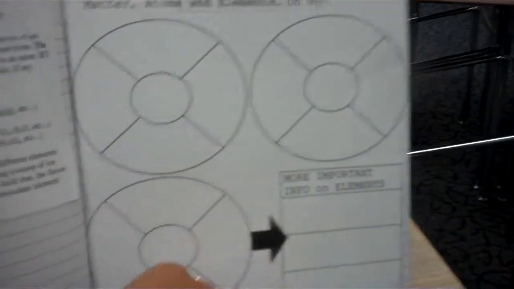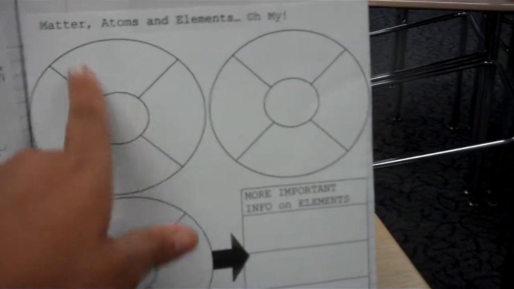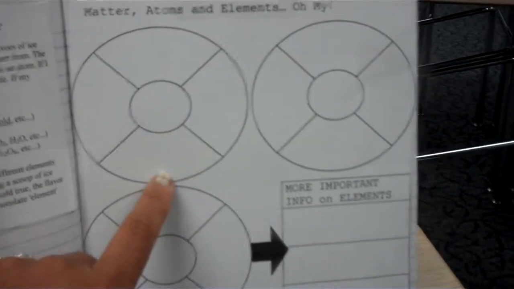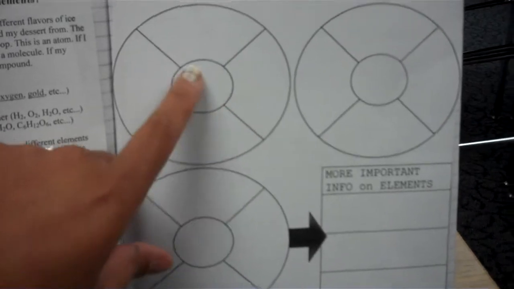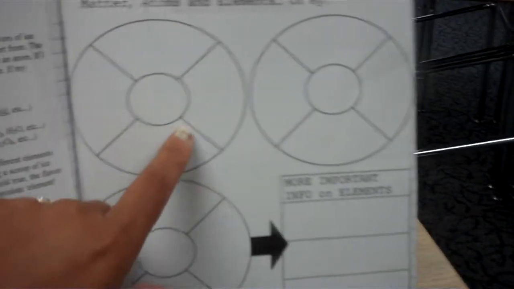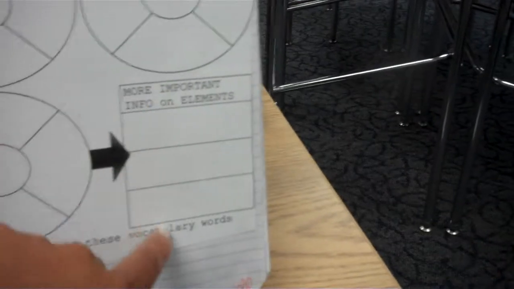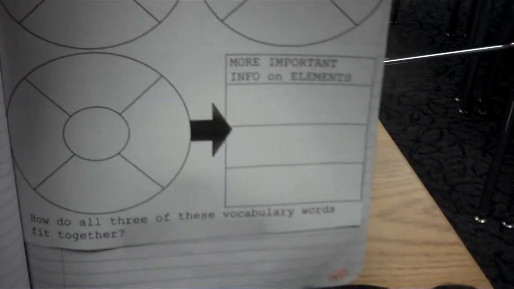And then this sheet. On this page you were supposed to write matter, atoms, and elements, and then write 4 things about matter, and not solid, liquid, gas, plasma, because that's one thing about matter, that matter can change its state. But you were supposed to have 4 different things about matter, atoms, and elements, and then over here you'll fill in more important information that you wanted to add about elements, and then answer how all 3 of the words relate.